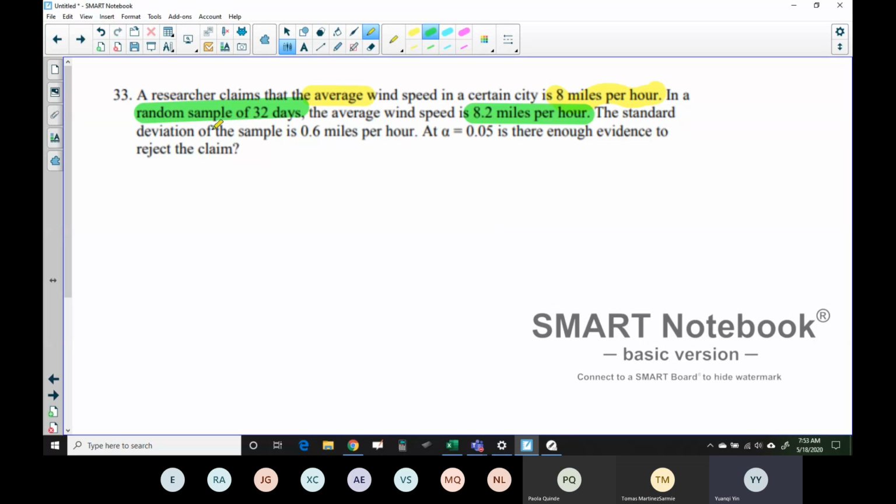The standard deviation. I am so sorry. I'm okay. I don't know what I ate.